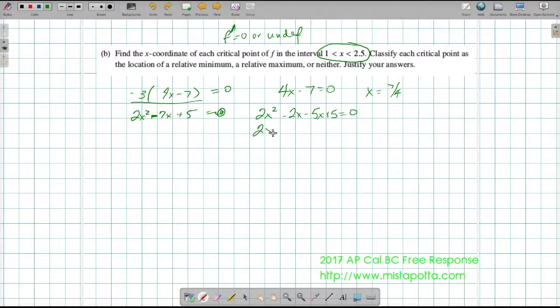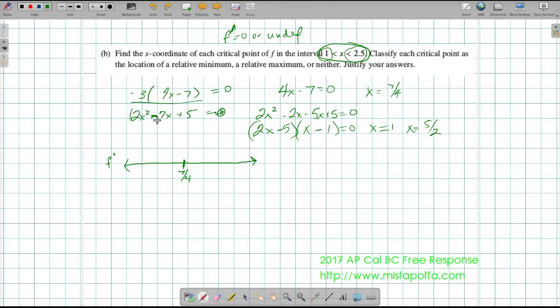And so I end up with 2x minus 5 times x minus 1. So I end up with x equals 1 or x equals 5/2. Luckily, both of these we don't have to worry about because they're the boundaries of our interval. So what we want to do is understand the behavior of our derivative basically around the point 7/4. So I need to test this by taking a look at what happens to my derivative on either side.